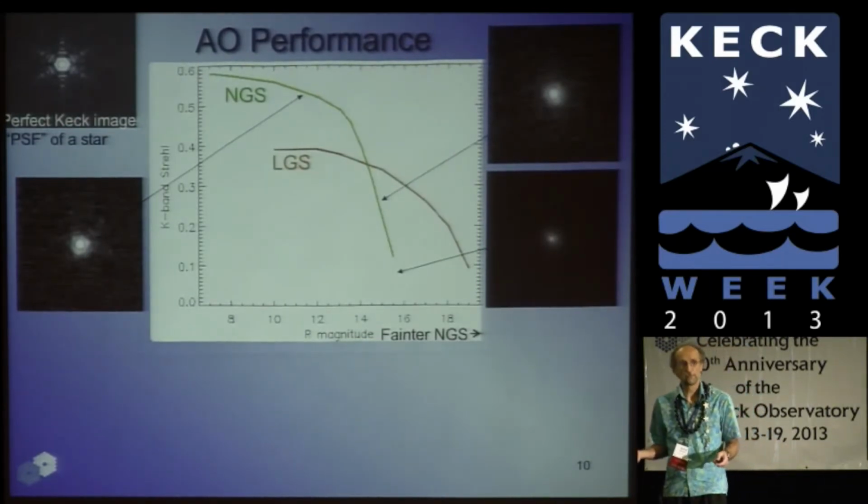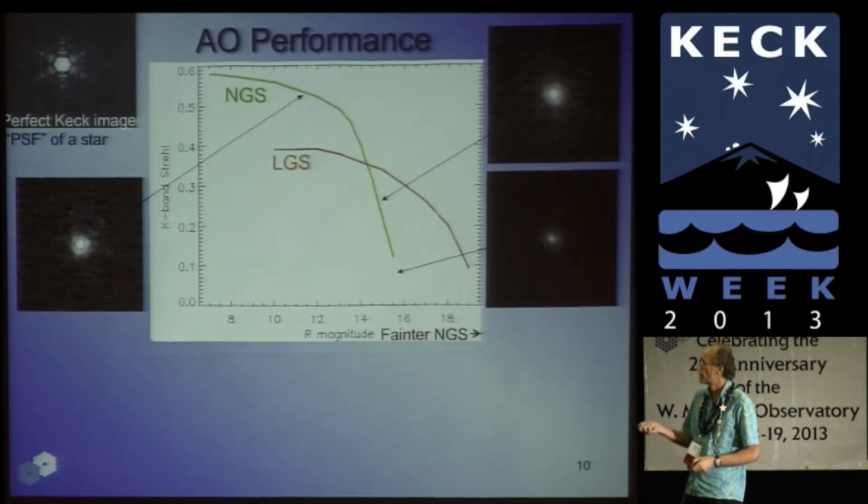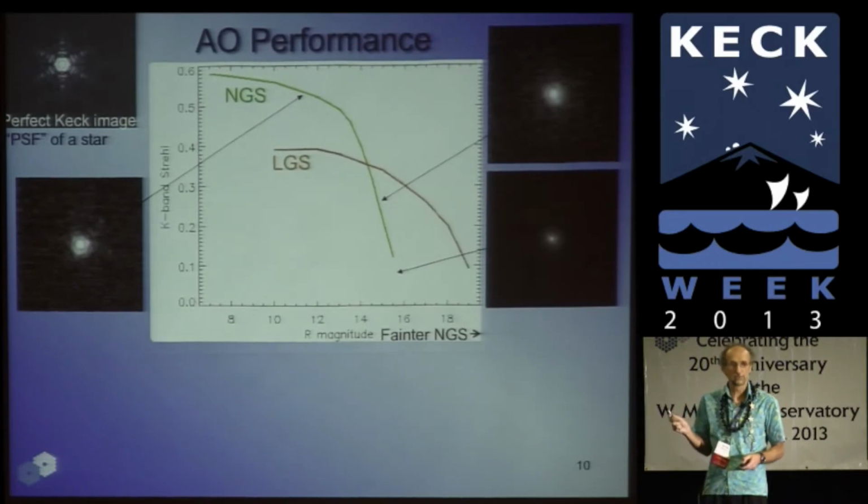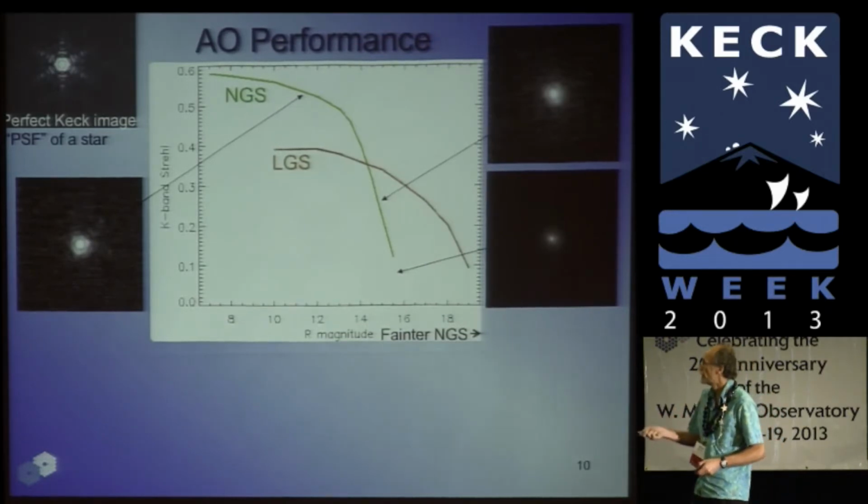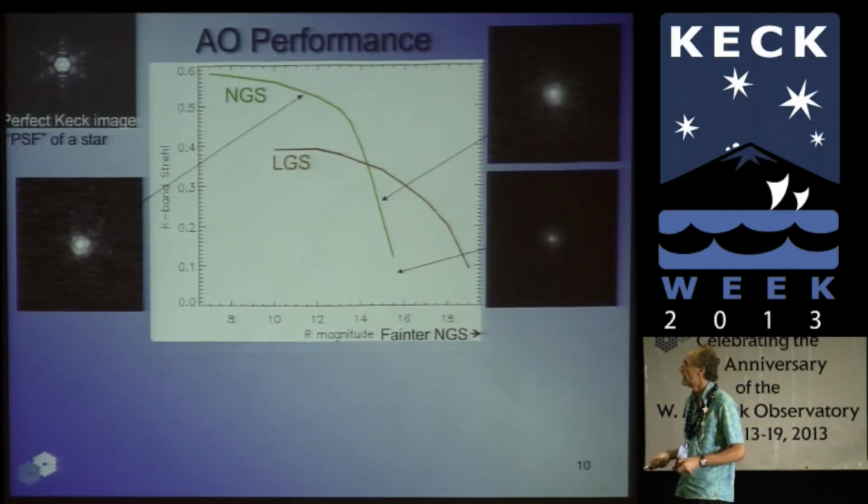But we can do a lot better. This is a plot of performance in terms of K-band Strehl versus magnitude of the natural guide star. This is a perfect image, if we could do that. And what we instead get, even on a bright natural guide star, is this kind of image with a Strehl of about 50 or 60% of the perfect image. And as we use fainter natural guide stars, the image starts to degrade. At some point, we find laser guide star does better and allows us to use much fainter stars, and therefore much higher sky coverage.